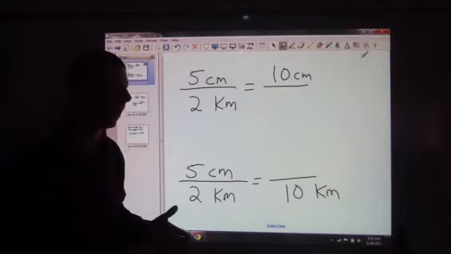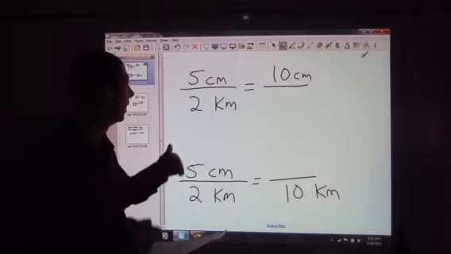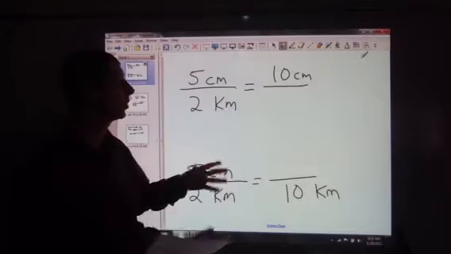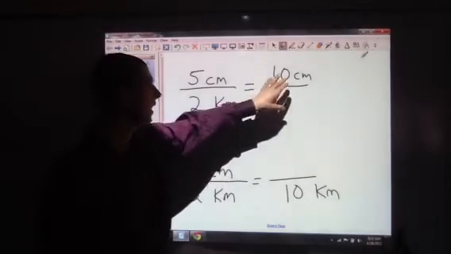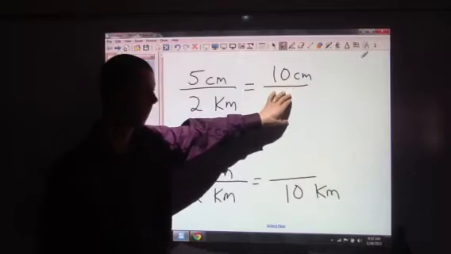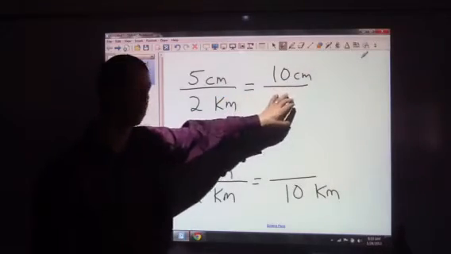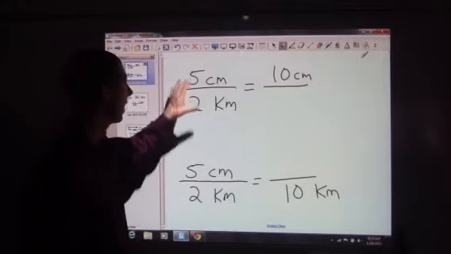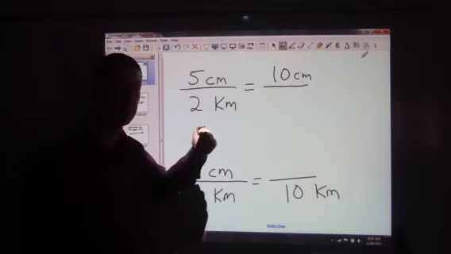That'll be given in the problem. It'll say something like, 5 centimeters equals 2 kilometers. And then students are to fill in a chart where they're going to be given the centimeters and they have to find the kilometers, or they'll be given the kilometers and they have to find what that would represent in centimeters.